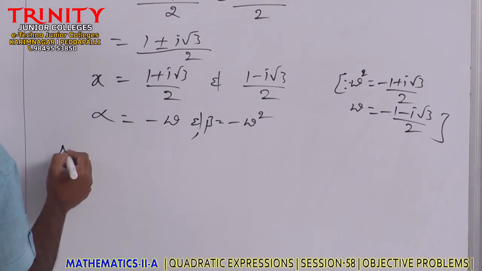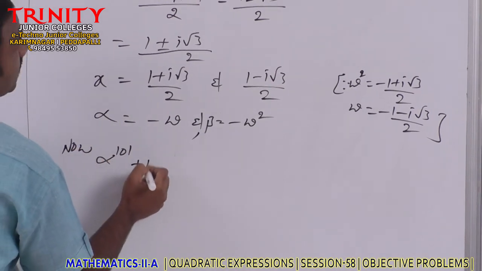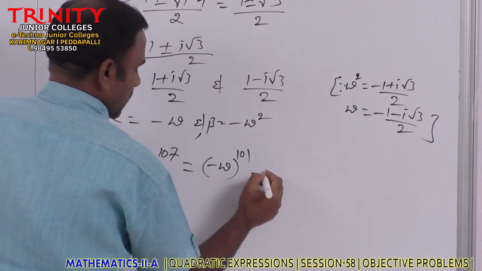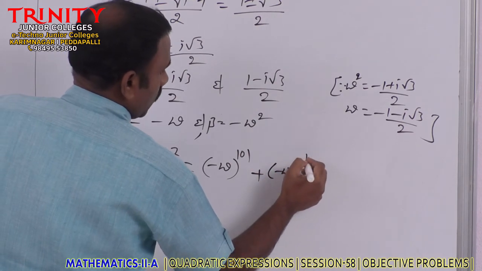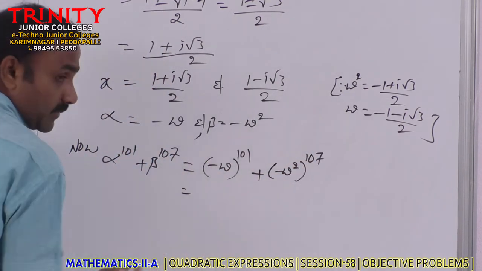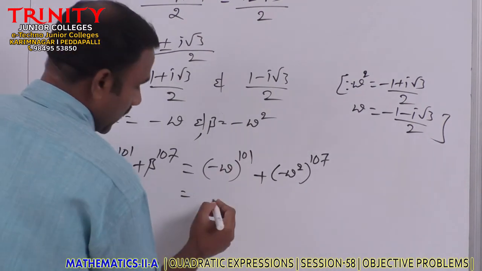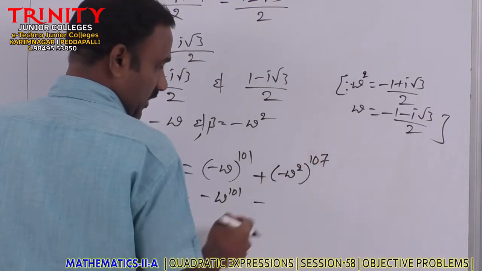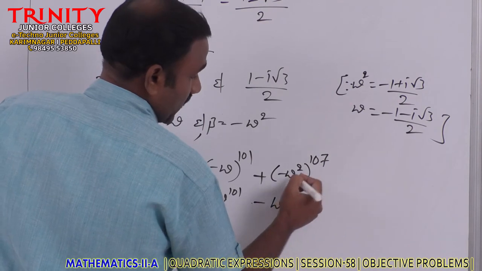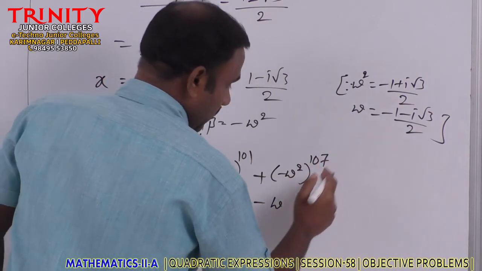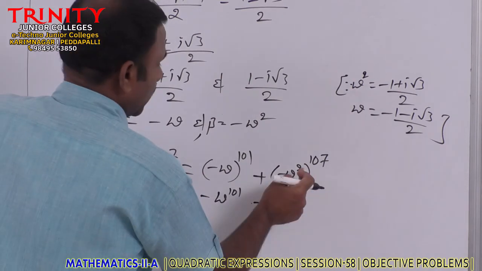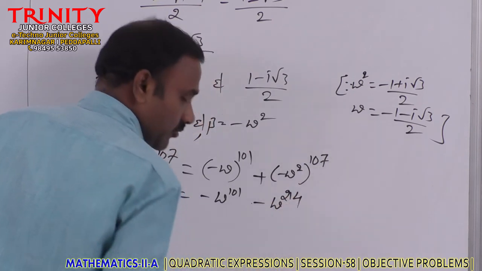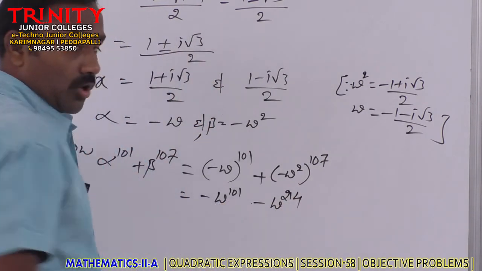Replace these values. Now, alpha power 101 plus beta power 107 is minus omega power 101 plus minus omega square whole power 107. Then we will get minus omega power 101, that is an odd number, minus omega power 101, minus omega square power 107, that is nothing but again minus omega square whole power 107. Here, the roots are omega square power 214, then omega 101.